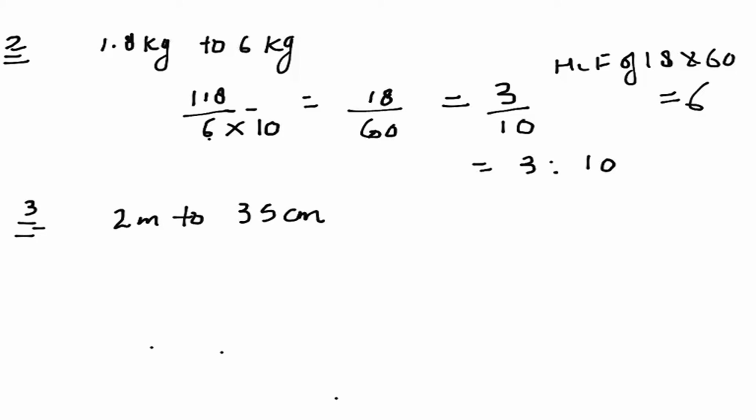The next question: we have to find the ratio of 2 meters to 35 centimeters. Again here these two quantities are not in the same unit.